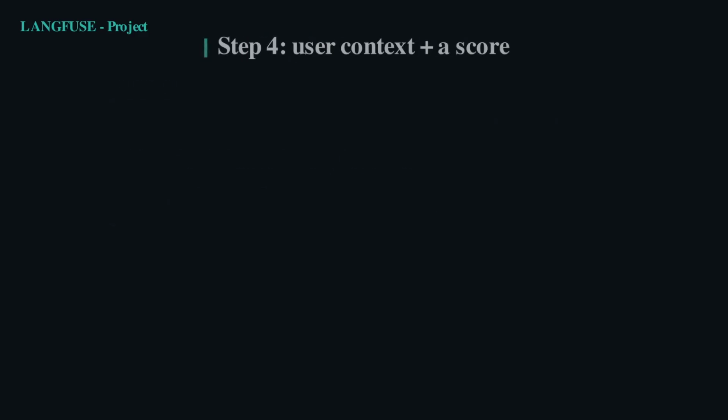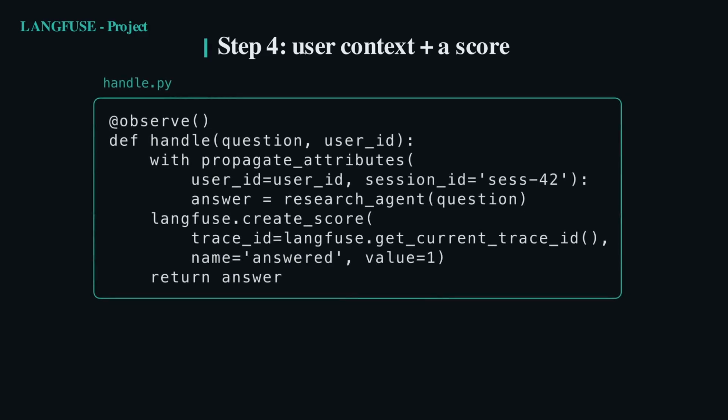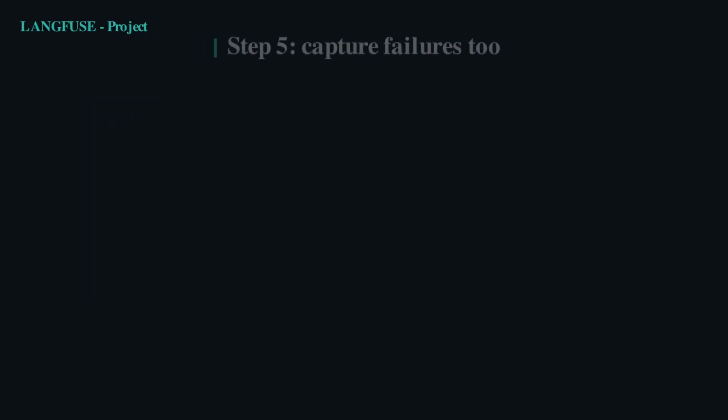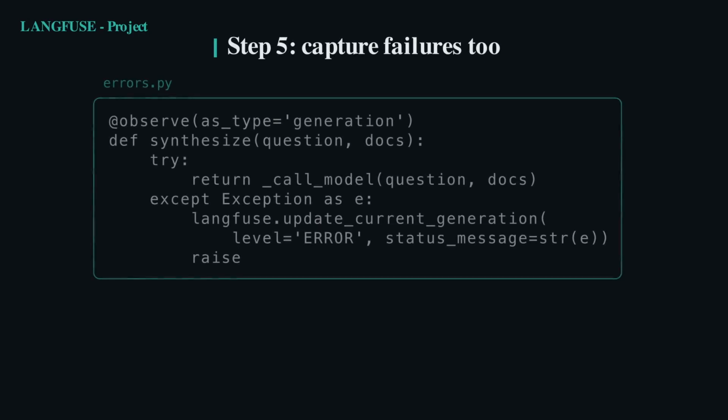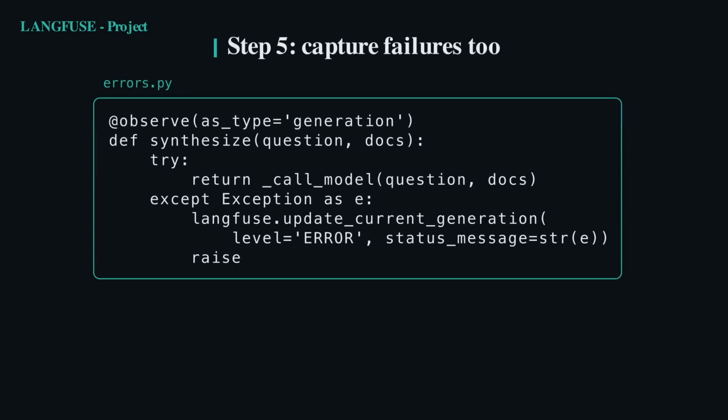Wrap the call to tag it with a user and session, then attach a score. Now the trace is filterable by user, groupable by session, and it carries a quality signal. Do not just trace the happy path. Mark the observation as an error with a message, and failed runs become filterable and alertable instead of invisible.